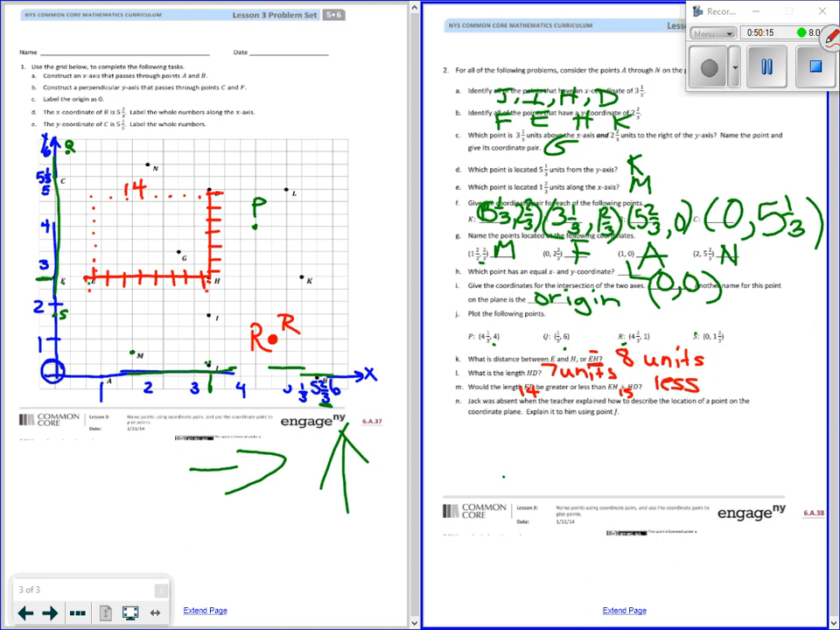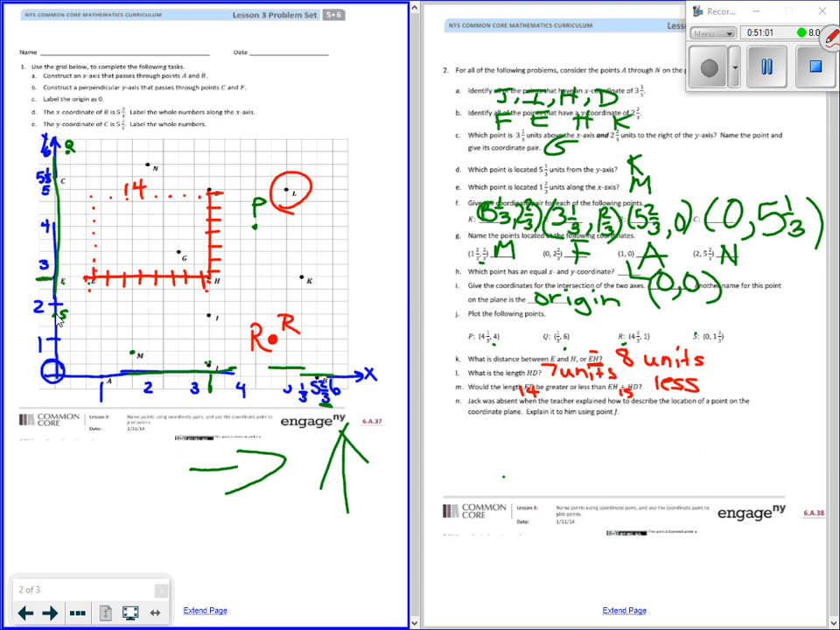Okay, so for N, it says Jack was absent when the teacher explained how to describe the location of a point on the coordinate plane. Say there was someone who was absent Monday, Tuesday, Wednesday, and say I didn't record my lessons. Y'all would be in trouble when you try to do your homework. And you wanted to say, Ms. Strickland, I know you got a lot to do, I'm going to explain how to find the point to Jack.